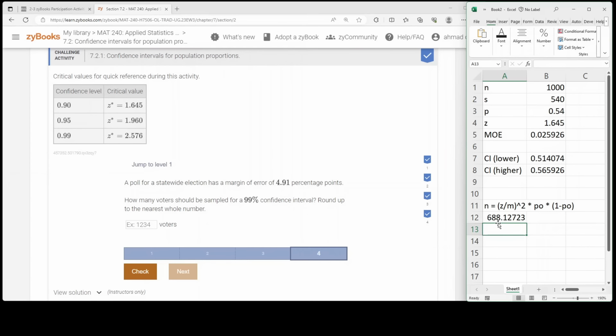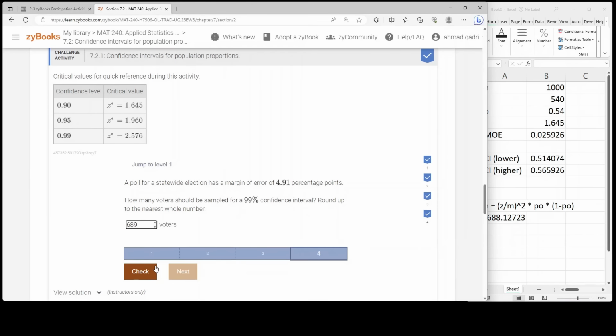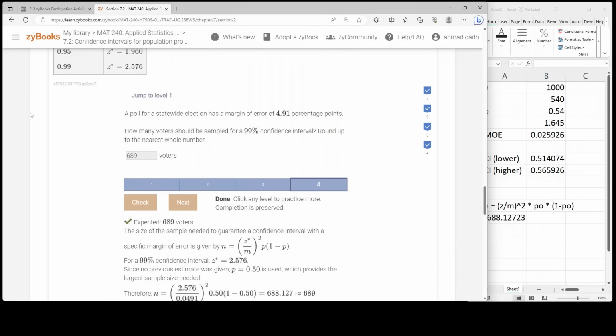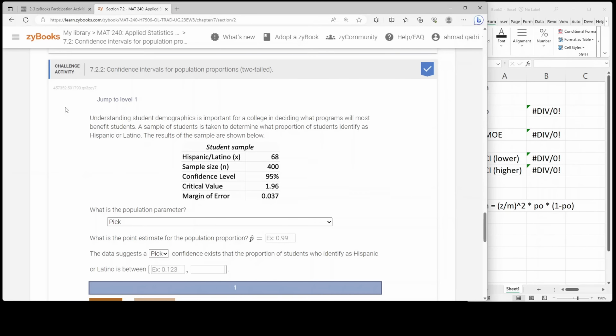I get 688.12, and we need to again round it up. So 689 is the correct answer. This is challenge activity 7.2.2, and this is about confidence interval for population proportions.